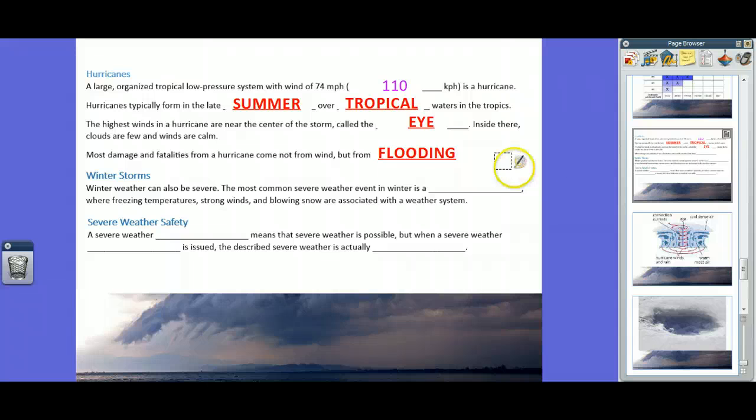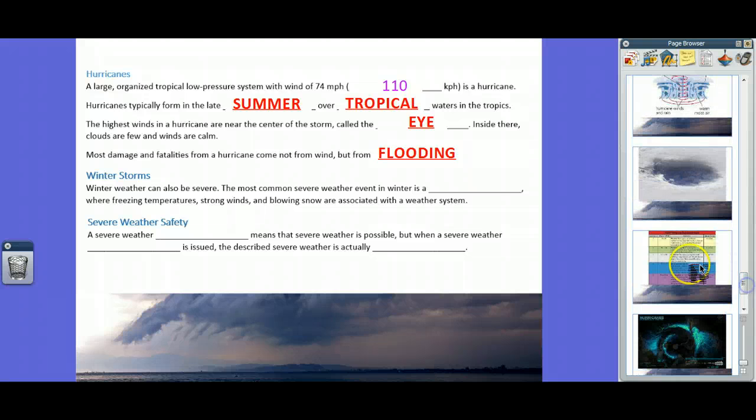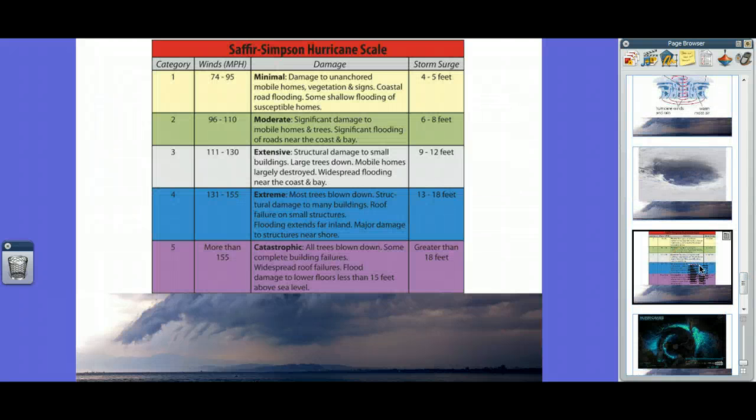Okay, so hurricanes are measured according to the Saffir-Simpson hurricane scale. Category 1 hurricanes are 74 to 95 miles per hour, Category 2, 96 to 110. Category 3 and above are major hurricanes, so any hurricane with over 111 miles an hour of maximum sustained winds over 60 seconds is a major hurricane. Category 5 would be catastrophic. Those are very rare.